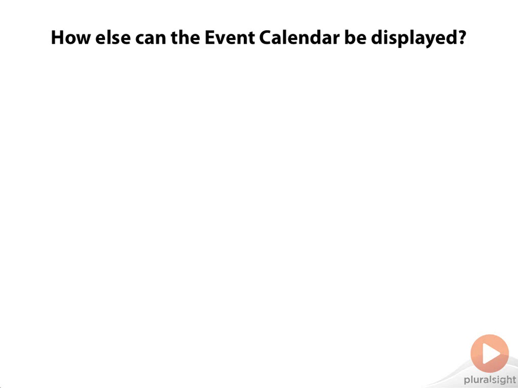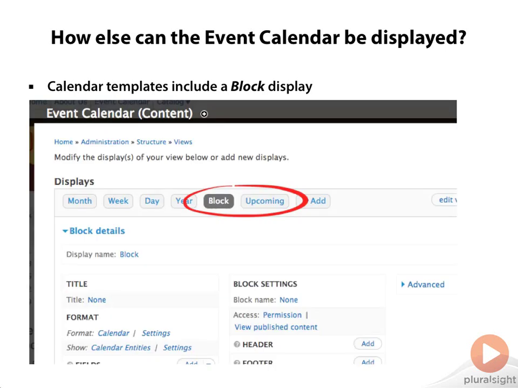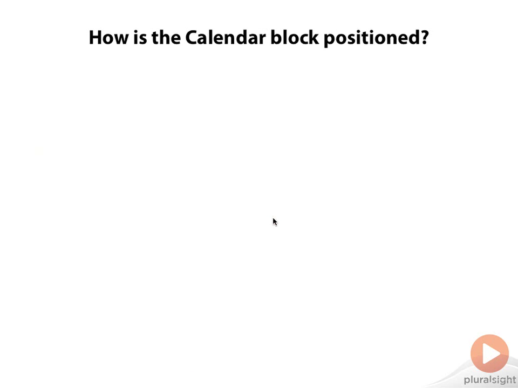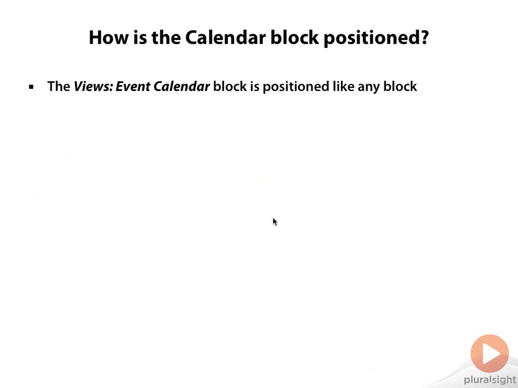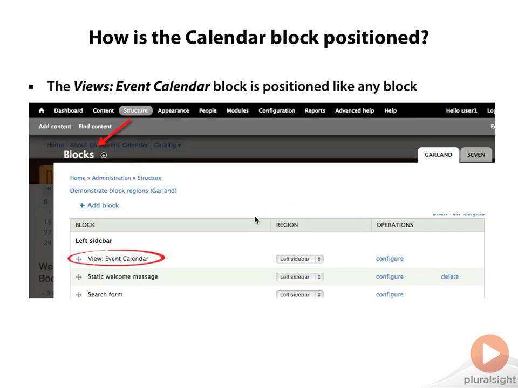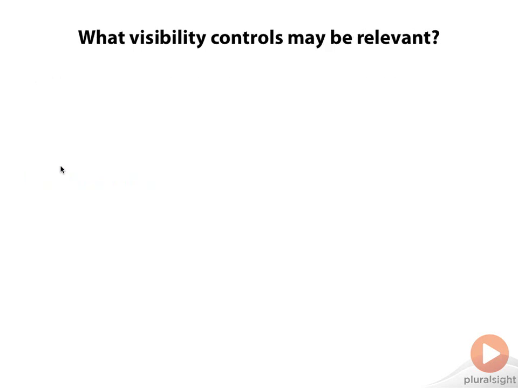In addition to the page displays that we've seen for year, month, week, and day, the calendar templates also include block displays, both a calendar block as well as an upcoming events block. These would be positioned the way that you would position any other block. You would drag them to the appropriate region on the Structure Blocks page.